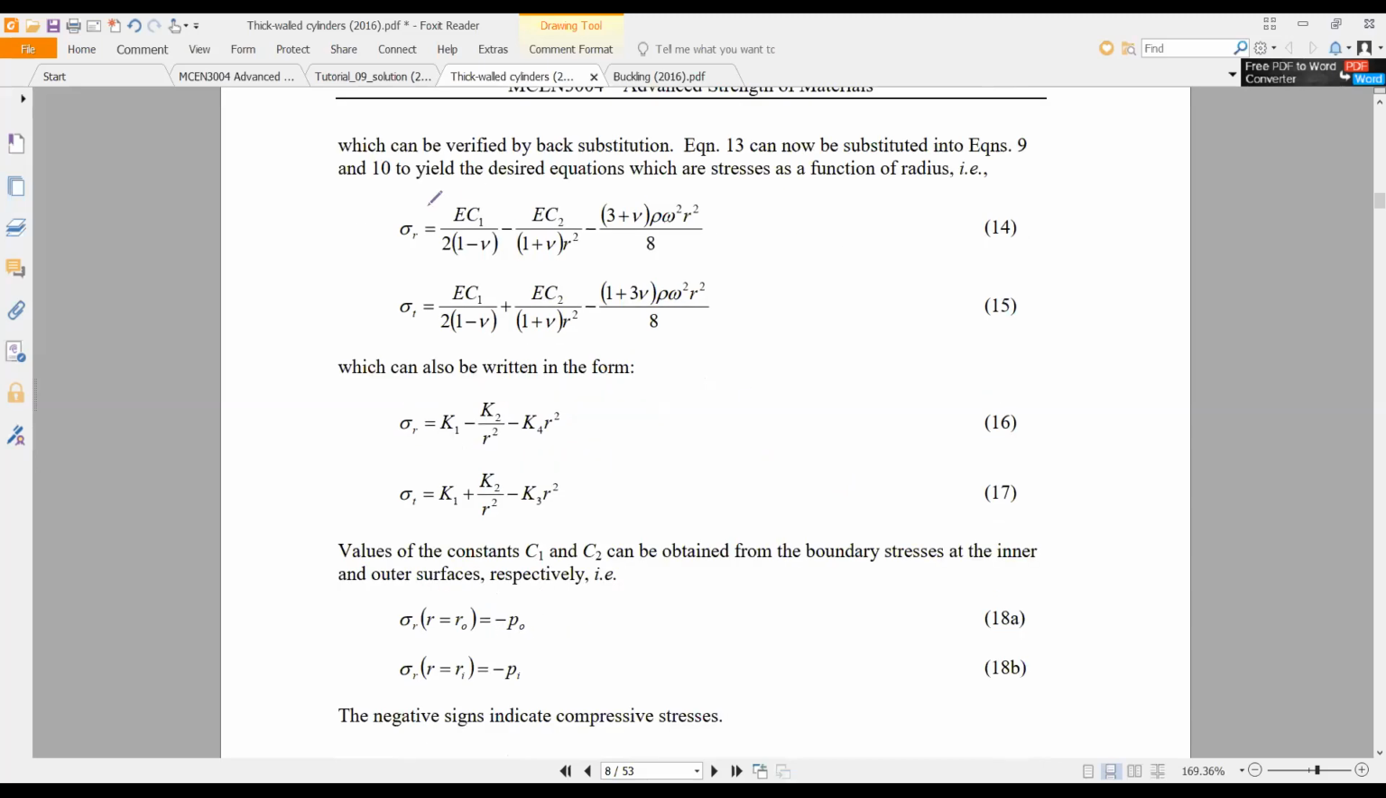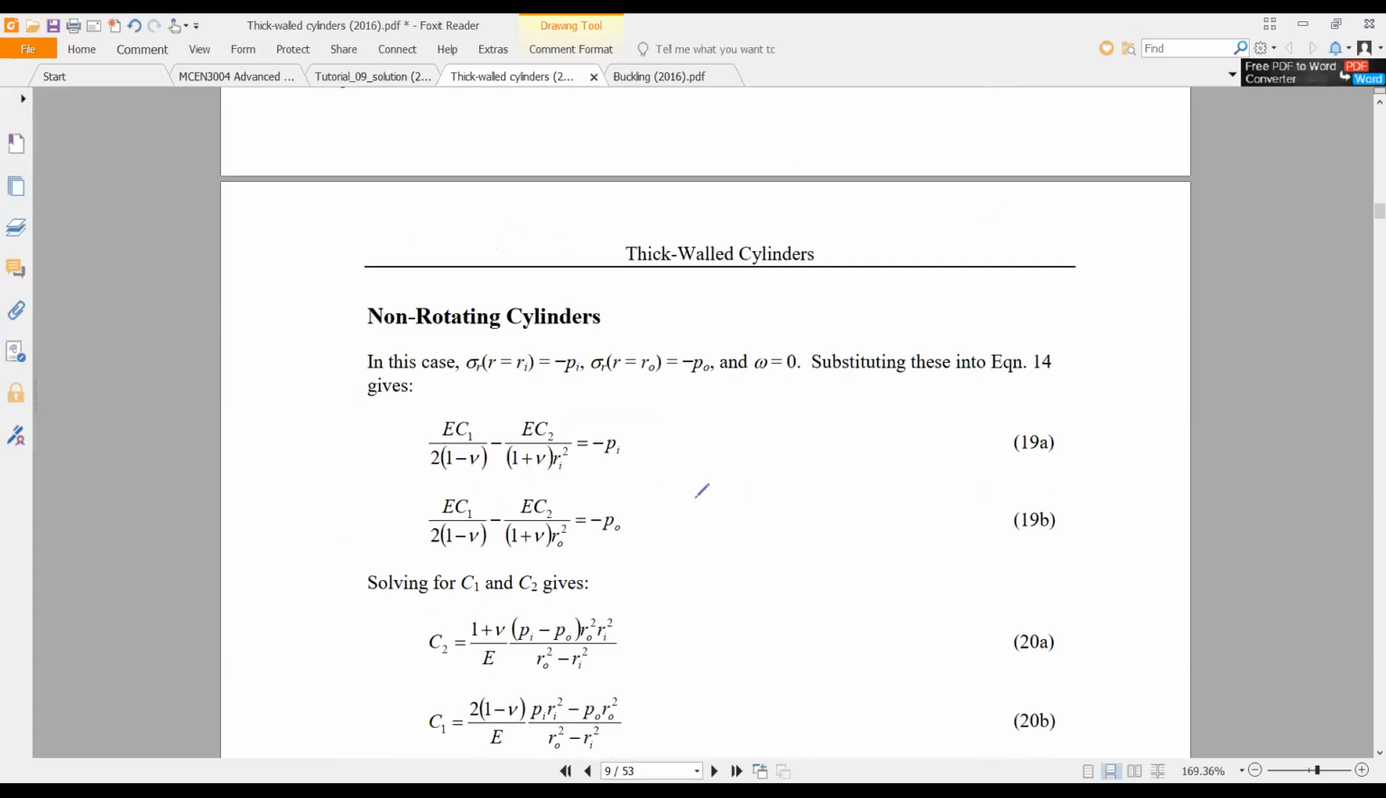we derived this equation for the small segment on the wall of the thick wall cylinder. Now we know, if we consider the outer surface of the cylinder, that is r equals r naught, because r naught is the outer surface radius. The inner surface, it is r, right? So these are the boundary conditions. The minus sign, as I told you earlier, means compressive stress. Okay. So that is the case.